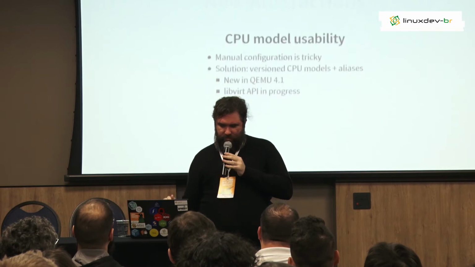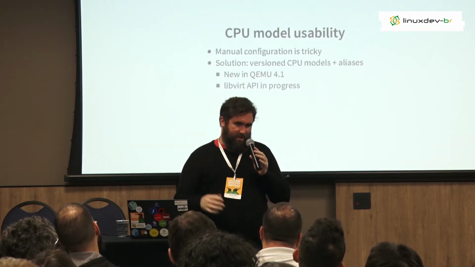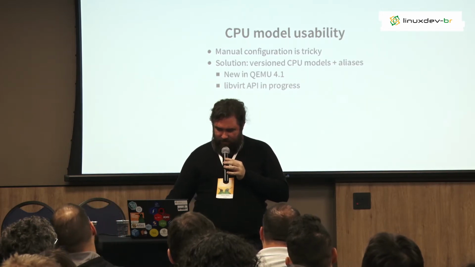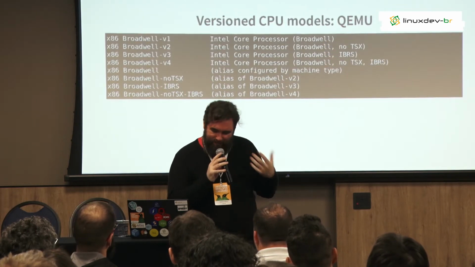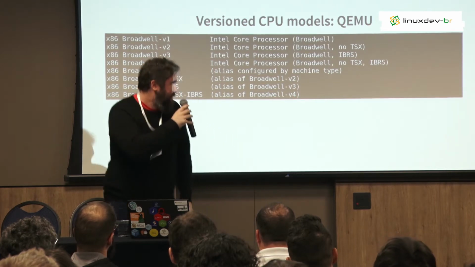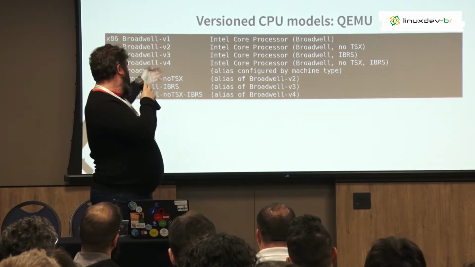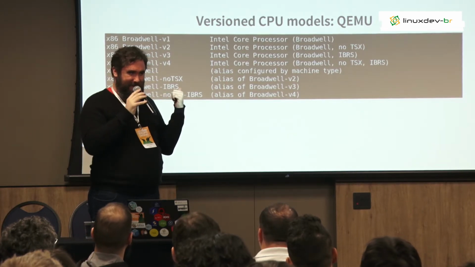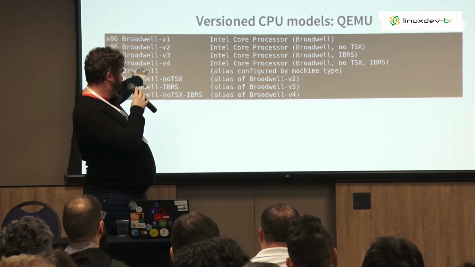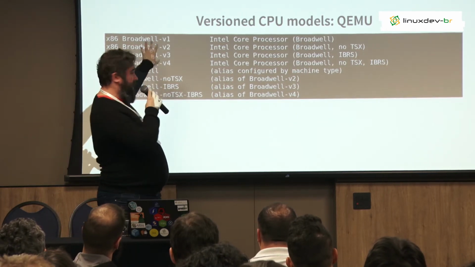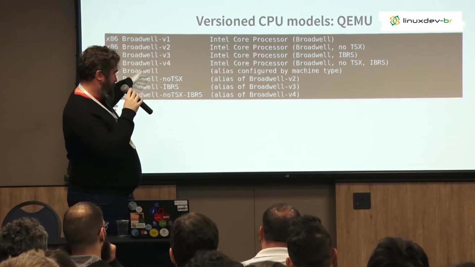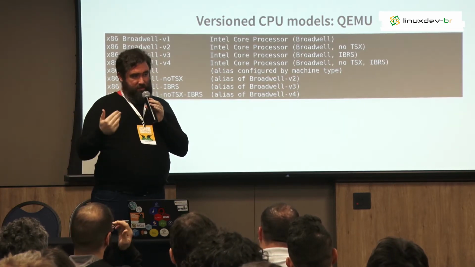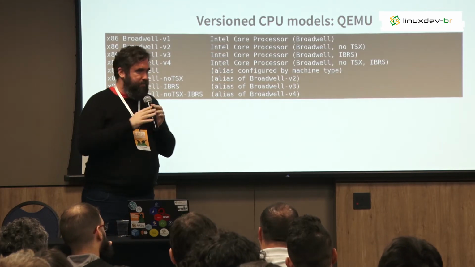So what we are trying to do is something called versioned CPU models. At first look, it doesn't look much better than what we had. So now we have 4 different versions of Broadwell. That's basically what we had. And we have aliases that say, okay, if you're using this one, actually it's the first version, second version, third version. What's the difference? The difference is going to be in the APIs we expose to the upper layers.